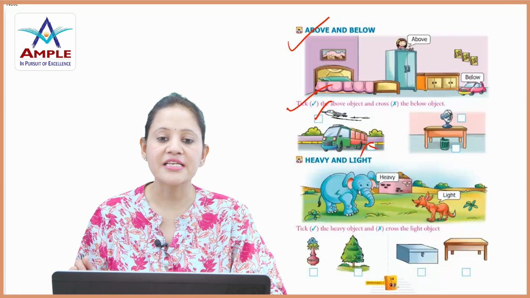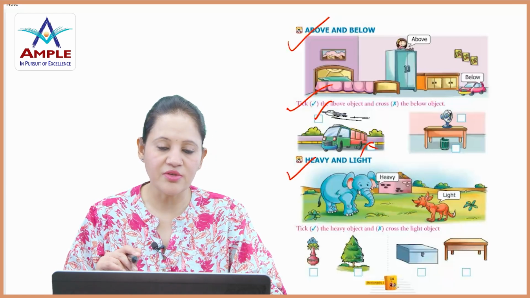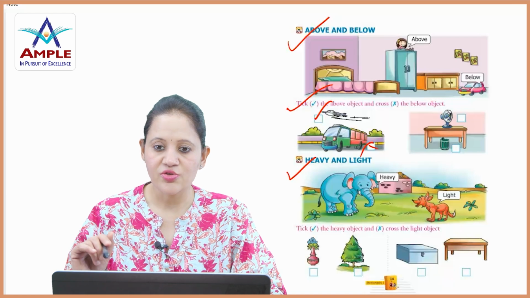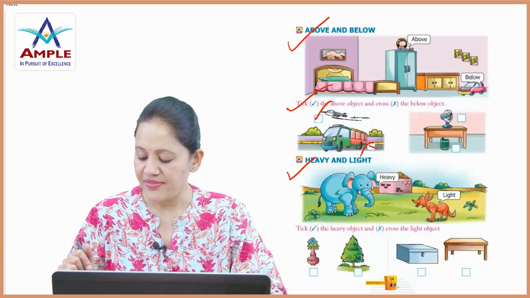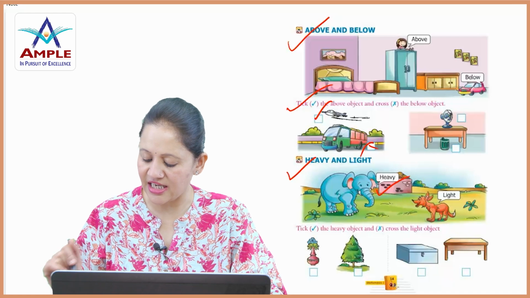Clear? Next, heavy and light. When we talk about the weight, we will say heavy and light. So, here you can see the elephant is heavier than the fox. So, it's heavy and this is light.